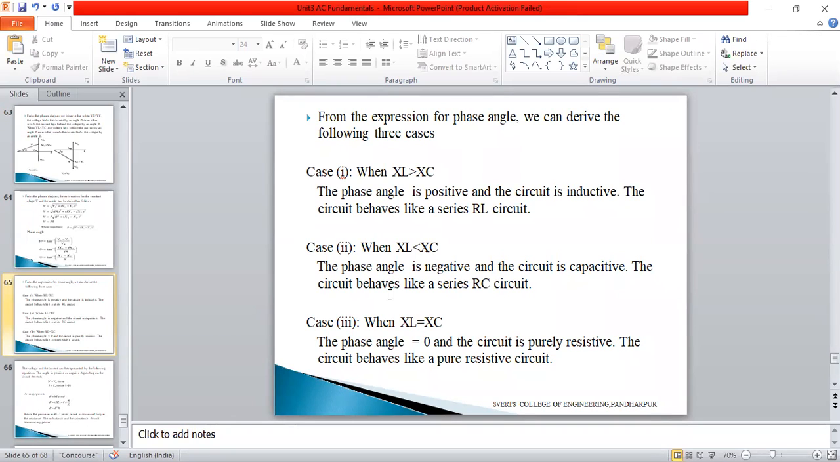In the third case, write I equal to Im sin omega t.